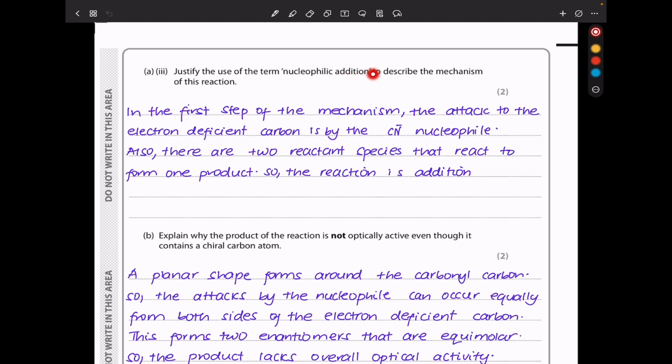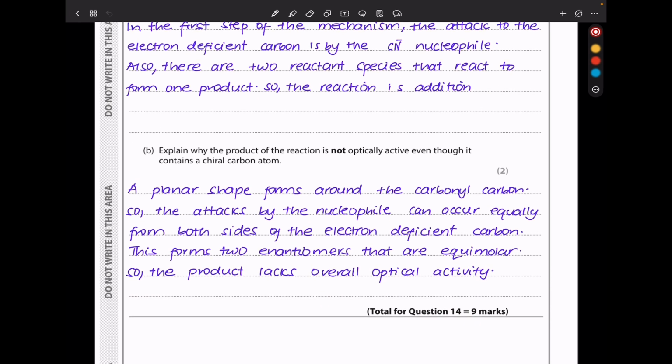And the reaction is addition because 2 components are combined to produce 1. So I said in the first step of the mechanism, the attack to the electron deficient carbon is by CN nucleophile. Also, there are 2 reactant species that react to form 1 product, so the reaction is addition.